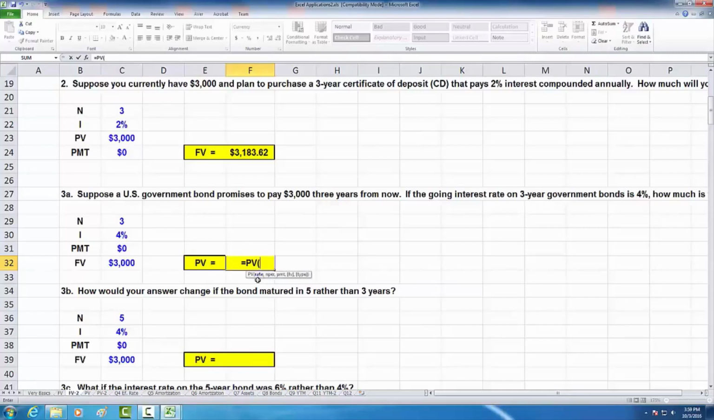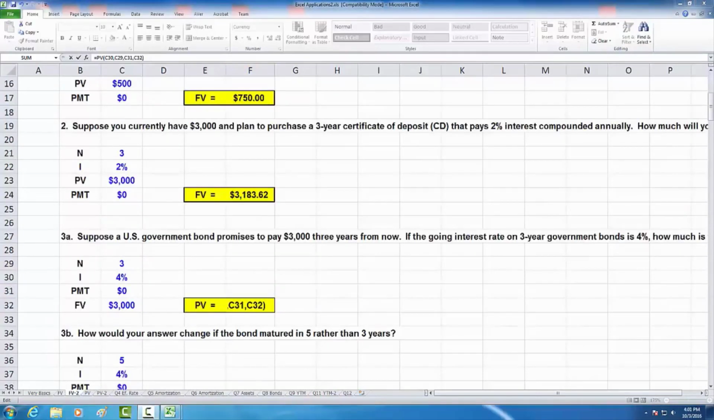And the first thing it asks you is the rate, the 4%. Number of periods, how many periods do we have? We have 3 periods, 3 years. And the third thing is payment again. The US government bond does not make any payment in between, which is 0. And then the future value. The future value is $3,000 and it's here, okay? When you hit the enter button, you have the answer.